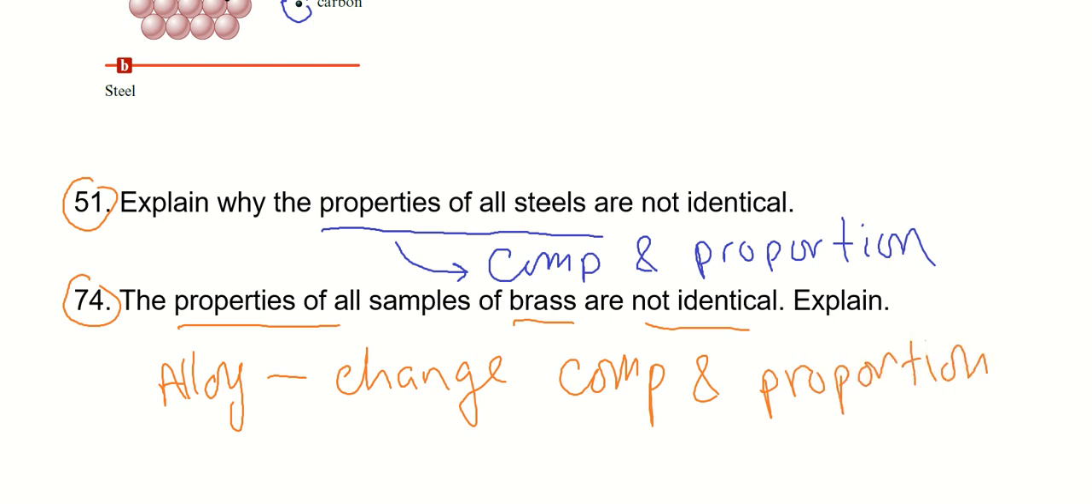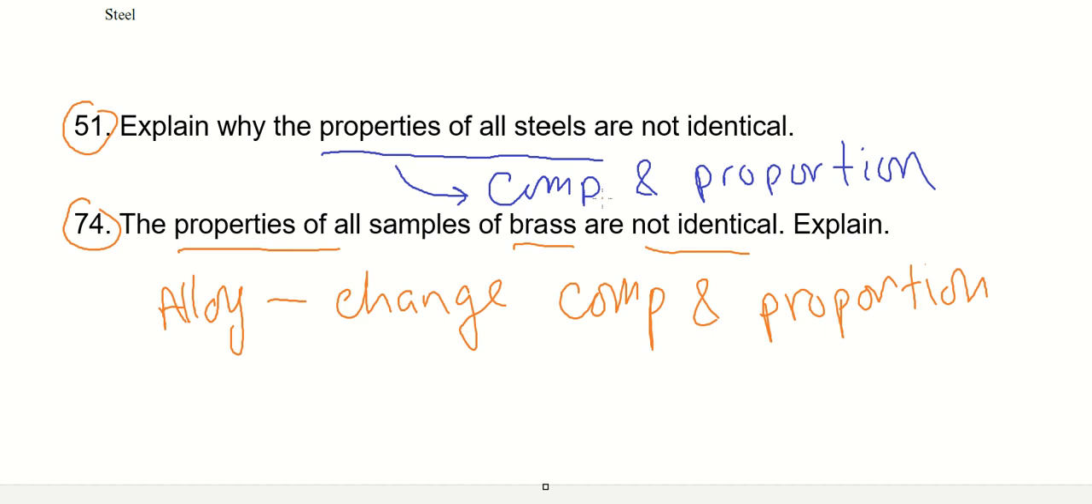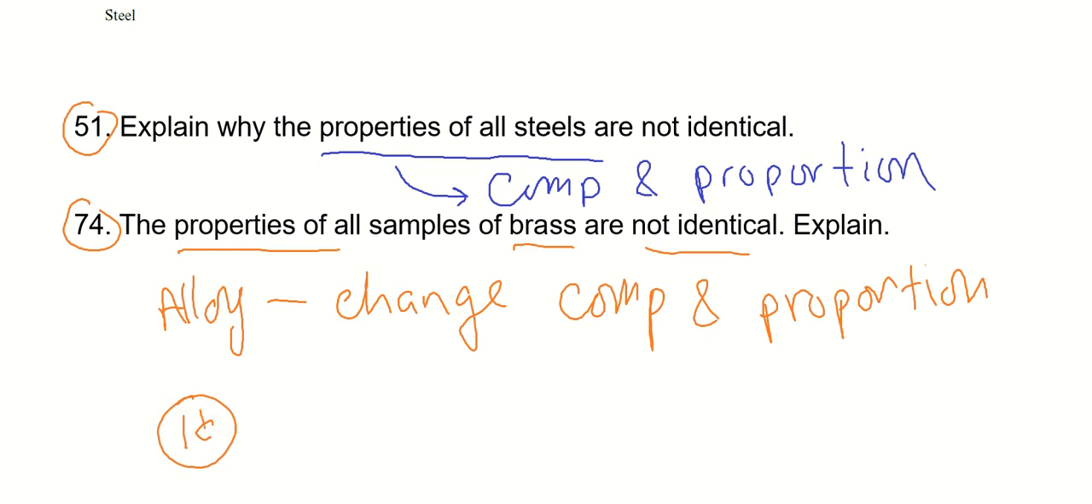So if you want a different color brass or different property brass, you would change the amount of zinc you add to that copper. We actually made brass earlier in the year. If you recall, we took copper pennies and we coated them with zinc. I don't know if you knew it was zinc at the time, but that's what it was. We heated that up and we got something that looked like gold, but it was brass.